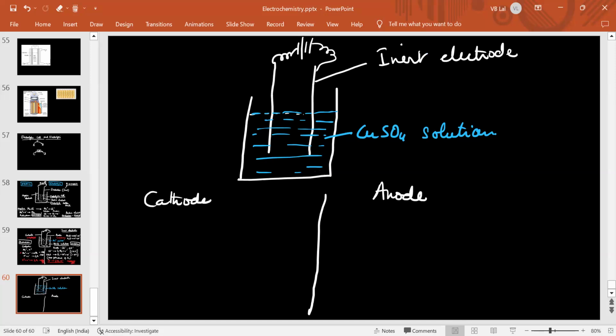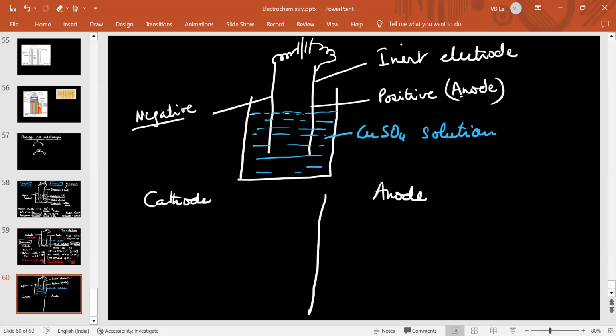This electrode here is connected to the larger line, which shows positive. So this is the positive electrode, and the positive electrode is the anode in this case. And this is the negative electrode, which is the cathode in this case. Always, whichever is connected to the negative terminal of the battery is negative. Here, since reduction takes place, this is the cathode. Here, oxidation takes place. We call it the anode. So what are the ions in solution when it is copper sulfate solution? What are the ions?